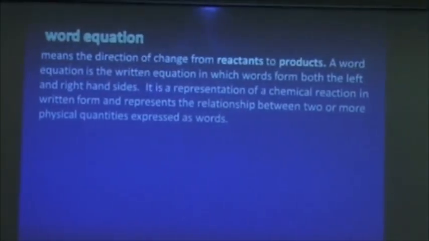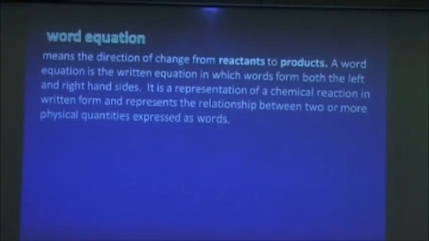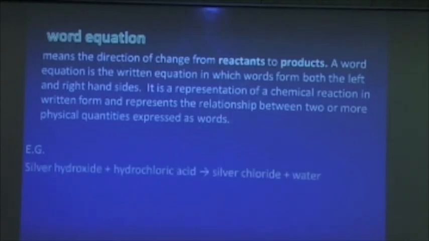A word equation means the direction of change from reactants to products. A word equation is the written equation in which words form both the left and right hand sides. It is a representation of a chemical reaction in written form and represents the relationship between two or more physical quantities expressed as words. E.g., silver hydroxide plus hydrochloric acid makes silver chloride and water.